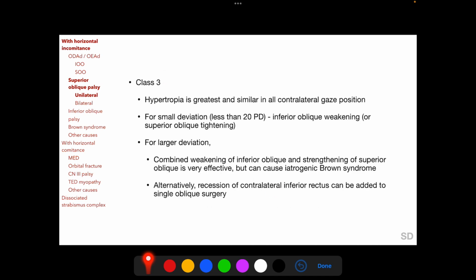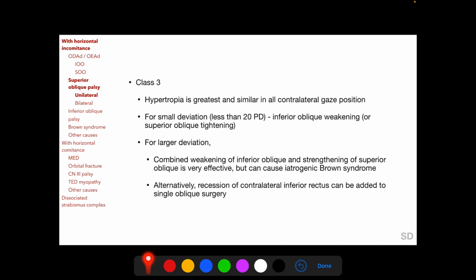by this method. In class 3 patients, hypertropia is greatest and similar in all contralateral gaze positions, that is horizontal, up and down. And if such a vertical deviation is small, then inferior oblique weakening is usually performed. But if such a deviation is larger, additional muscles will need to be operated on. A combined weakening of the inferior oblique along with strengthening of the superior oblique is very effective, but can cause an iatrogenic Brown syndrome.